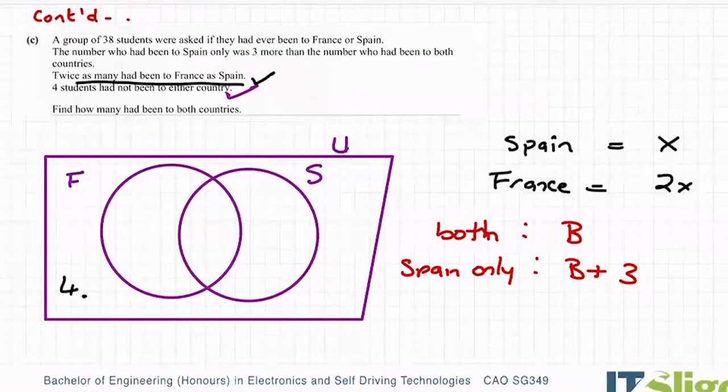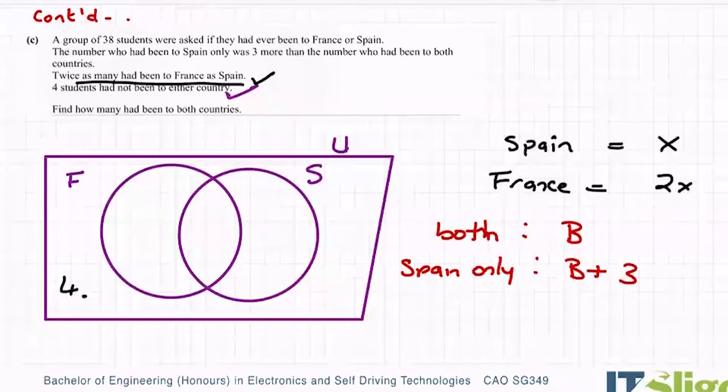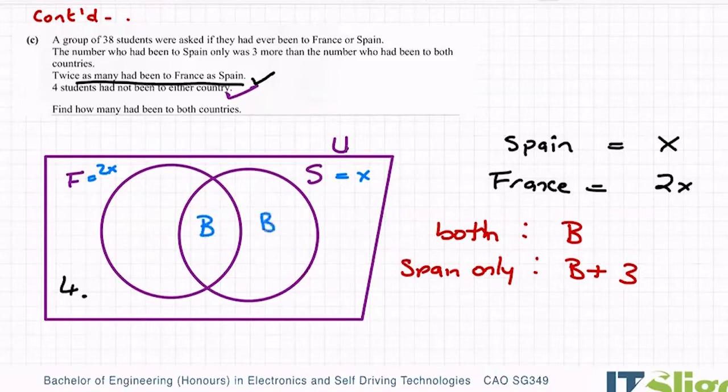Okay, now what happens if I fill them into the Venn diagram like this? Okay, so I have Spain, I have France, I have both, I have Spain only, and then France. To work out France only has to be whatever I have here, 2x minus the overlap. Okay, you have to always subtract that off it.